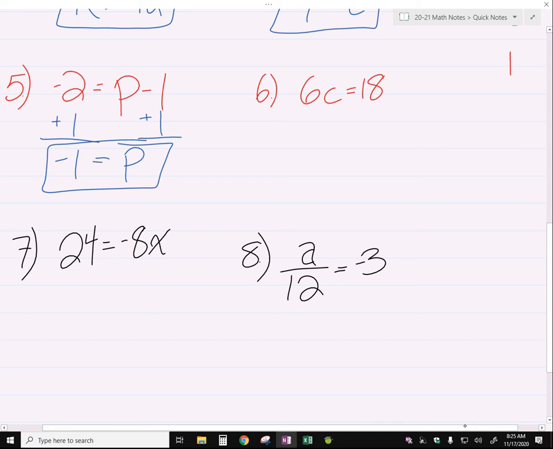Divided by 6. And here's how I want you to write it. Divided by 6. Remember how I told you we're not going to use that division symbol? Okay? Because division is just a fraction anyway. Then I have 18 over 6. These 6's cross each other out, so I just have c. 18 divided by 6 is, anyone? 3.